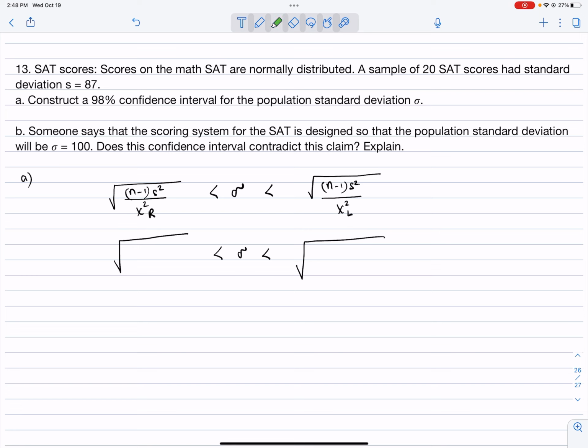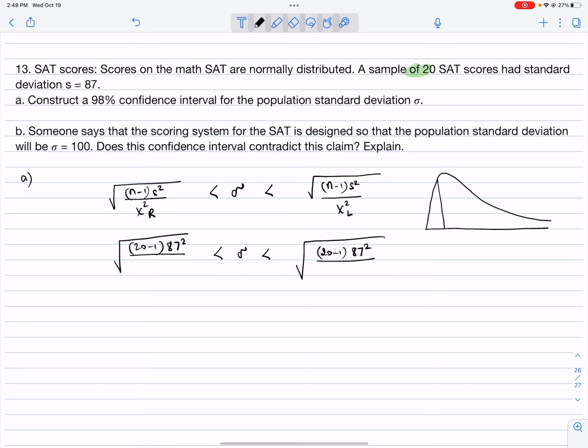So we have the sample of 20, so n is 20. So 20 minus 1, s is 87, so 87 squared. Then chi square right and chi square left. So we will find chi square right and chi square left.